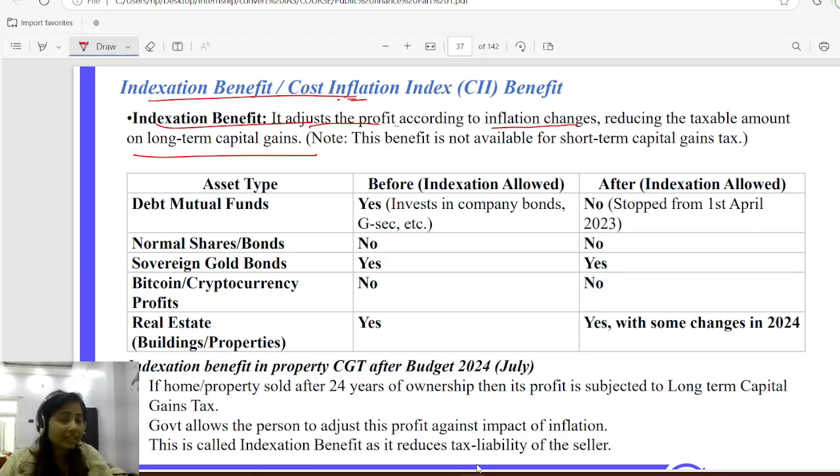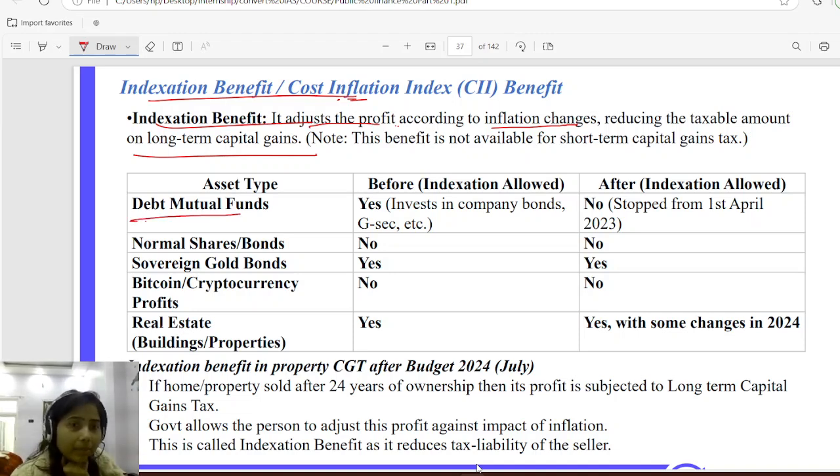But if there is a prevalence of 6% inflation, then in real terms you are not getting a higher profit, you are getting a lesser profit because of the inflation concept in between. So indexation benefit tries to ensure that inflation is adjusted, and whatever gain you are getting should be in real terms. I hope you are clear about the difference between nominal and real terms. Nominal means the current value, real means inflation adjusted value.